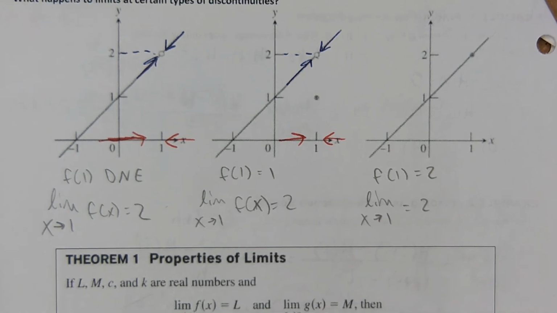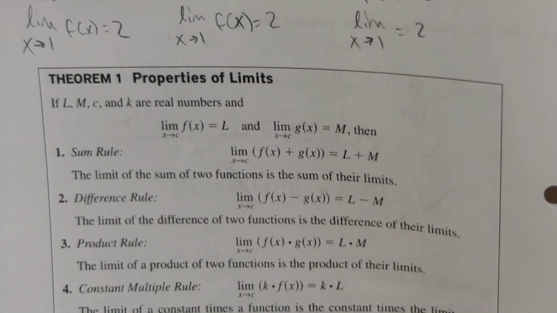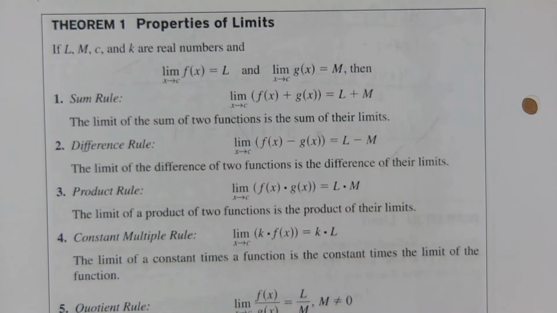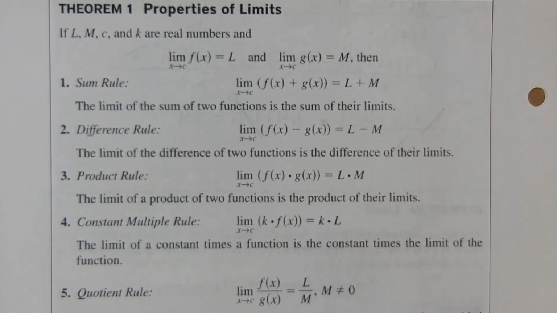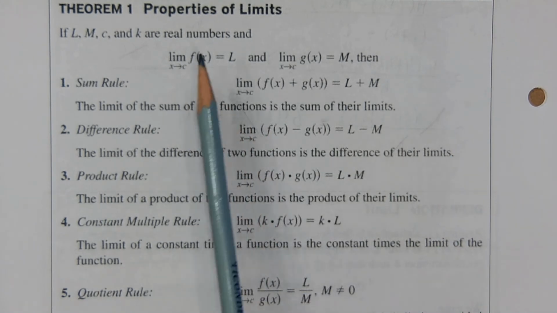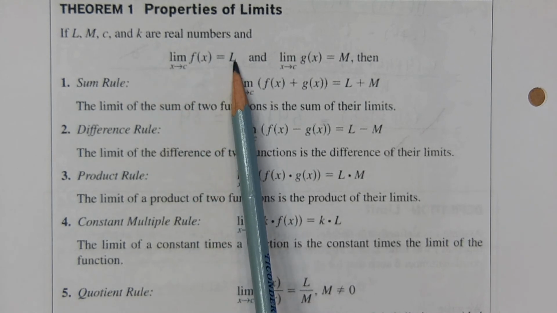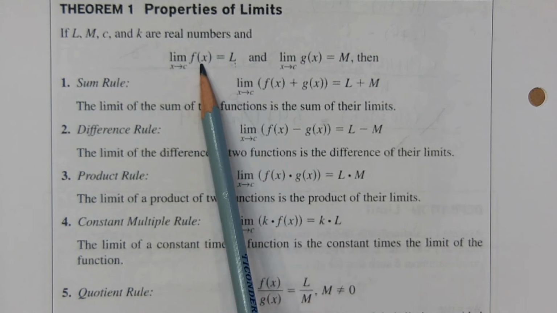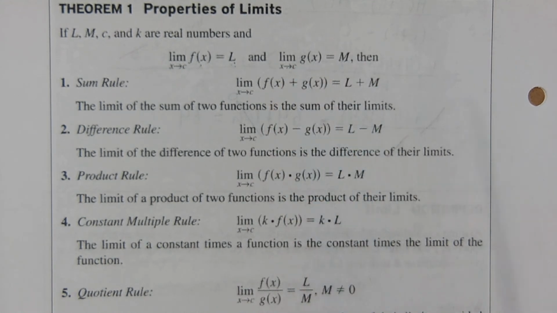So limits have some pretty simple and familiar properties. We're just going to scoot these notes on up. Lots of properties. Let's see, what does it say? If L, M, C, and K are real numbers, okay. So what we're saying here is the limit as x approaches C of f of x is L. So this is the limit of f of x. And the limit as x approaches C of g of x is M. See, M is the limit of g of x.